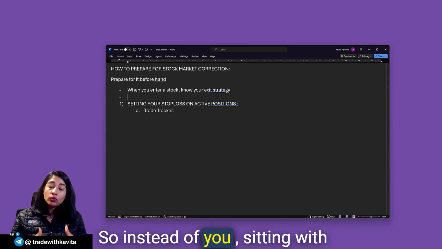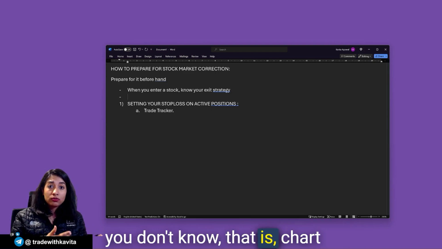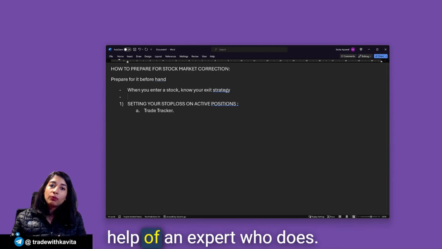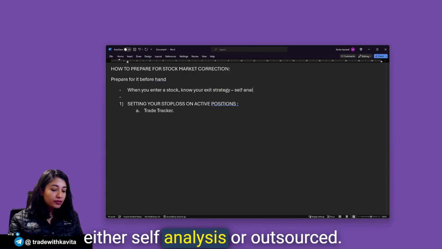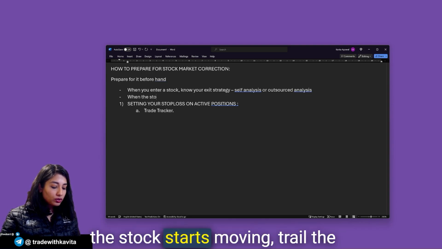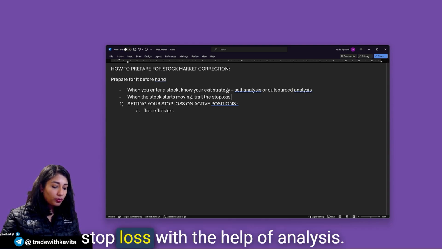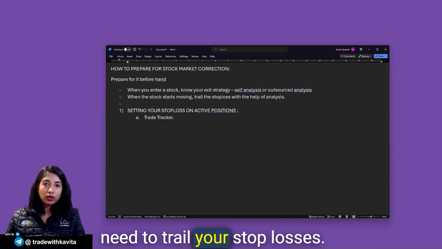So instead of you sitting with charts that you don't understand, trying to read a language which you don't know, that is chart analysis, it's better to take the help of an expert who does. So know your exit strategy. How? Either self-analysis or outsourced analysis. Next, when the stock starts moving, trail the stop loss with the help of analysis. When a stock starts moving, you need to trail your stop losses.